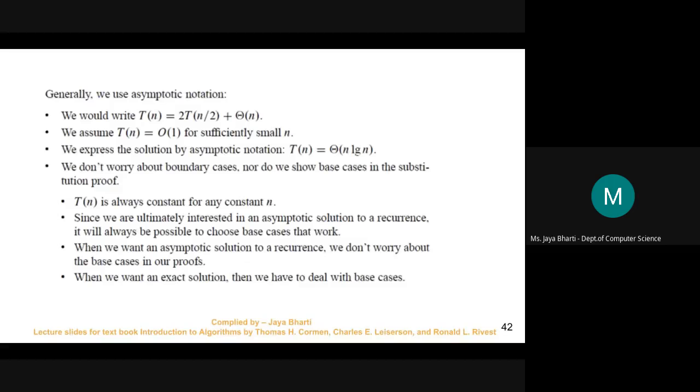So when we want an asymptotic notation to a recurrence, we don't worry about the base case in our proof, because asymptotic notation है तो हमारे n की वैल्यू बहुत ज्यादा ही होगी. और बेस केस क्या होता है हमारा कि हमारा वहाँ पे n की वैल्यू इधर 1 होती है, 0 1 2, इससे ज्यादा में हम नहीं कंसिडर करते बेस केस को. So that's why whenever we talk about the asymptotic notation for a recurrence, we don't worry about the base case. So when we want an exact proof, then we have to deal with the base cases.